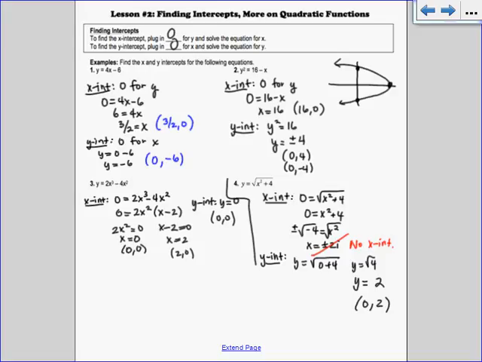Like factor? It doesn't factor because it's the sum of 2 squares, right? The difference of 2 squares works. Like if it was x squared minus 4, it would work.